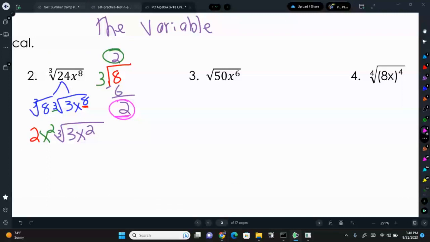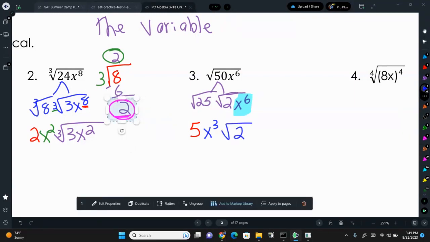Right, example 3. We have the square root of 50x to the 6th power. Well, we know that 50 can be written as 25 times 2. So now the square root of 25 is 5, but we have x to the 6th power, and we're taking the square root. Well, 6 divided by 2 is 3, so we have x to the 3rd power. There's no remainder, so we don't leave anything inside the square root, and times the square root of 2.